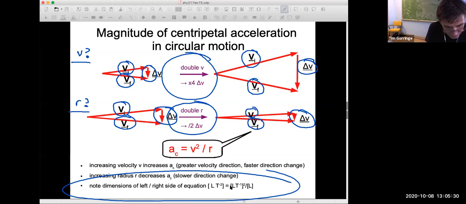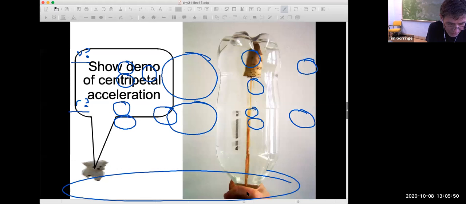Just fill in the units of velocity over here on the right-hand side, the units of length of radius over here on the right-hand side, and check they're equal to the units of acceleration. And indeed they are if you do that exercise. And we could even have kind of derived that equation from dimensional analysis.